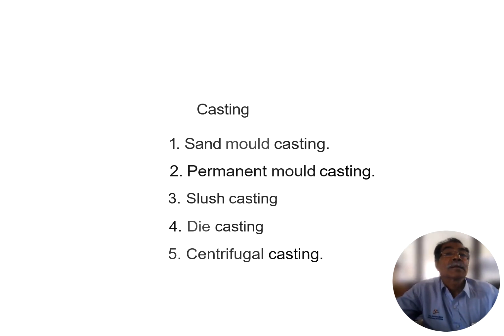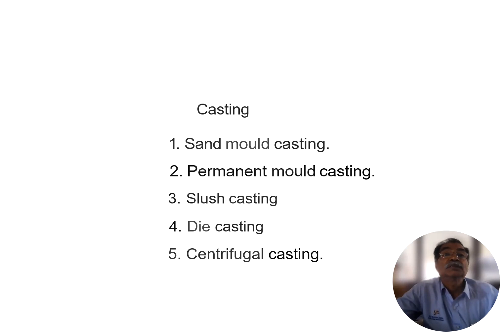Next we will see casting. It is one of the most important manufacturing processes. Castings are obtained by remelting of ingots in a cupola furnace or some other foundry furnace, and then pouring this molten metal into metal or sand molds. Important casting processes are sand mold casting, permanent mold casting, slush casting, die casting, centrifugal casting.